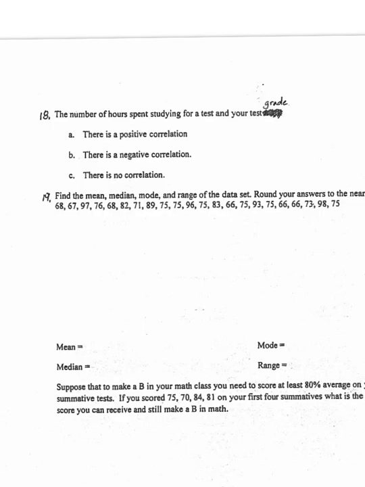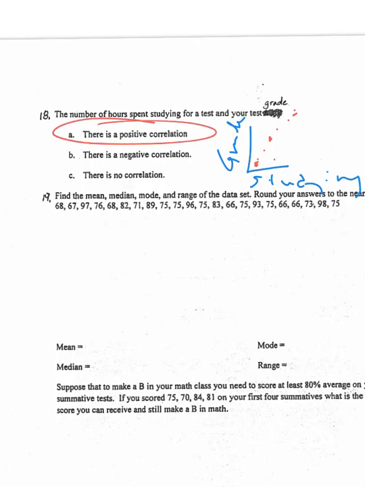Number of hours spent studying for a test and your test grade. If you've made a quick chart of studying and your grade, if you spent not a lot of time studying, you would get a pretty low grade. But as you spend more time studying, you'll get even a higher grade. So this is going to be trending up, which would be a positive correlation.